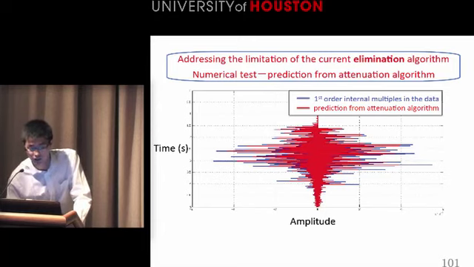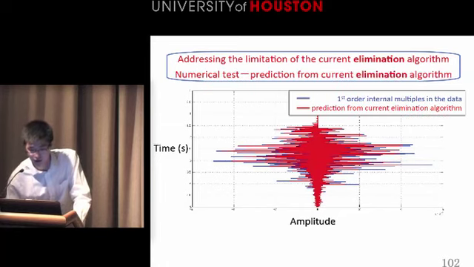Here's an overview of the prediction, and I will then show a zoom in of the prediction. We can see here all the blue lines are the internal multiples in the data, and the red lines are the prediction from the attenuation algorithm. And then this picture shows the prediction of the current elimination algorithm, which means we put the data into the elimination algorithm, and we can see the amplitude is improved.